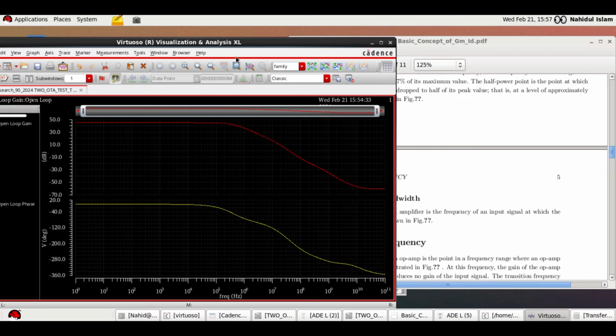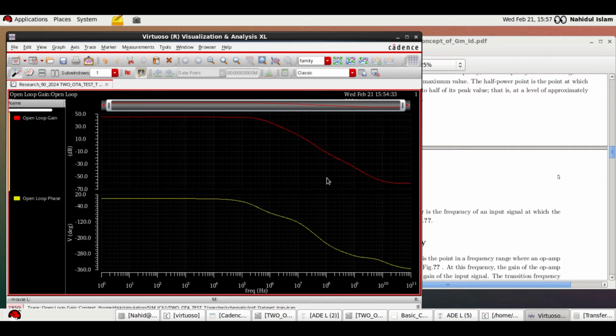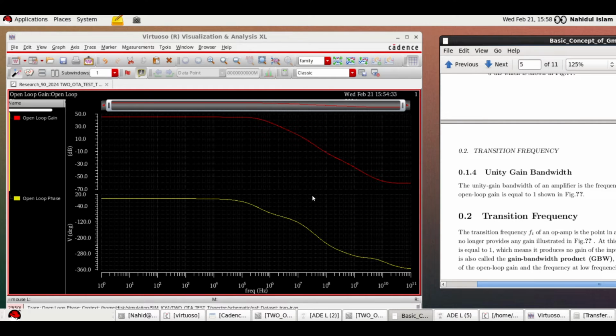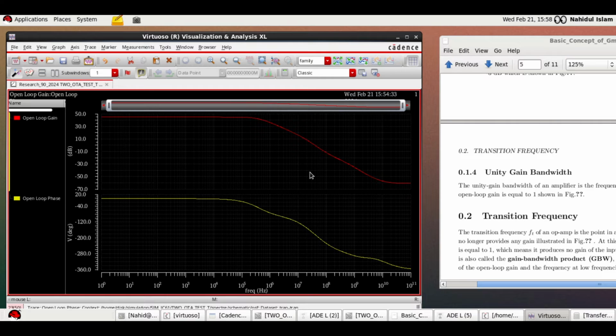Well, another parameter from the open loop gain is the unity gain bandwidth. What is unity gain bandwidth? The unity gain bandwidth is the frequency of the input signal at which the open loop gain is equal to 1. What does it mean? It means the frequency at which the gain is 0 dB.